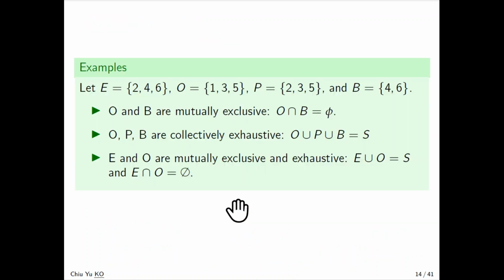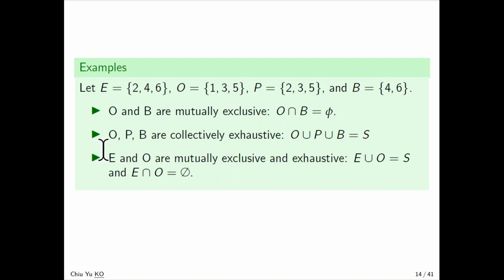Okay, so the example would be the following. So suppose E is even number 2, 4, 6, O is odd number 1, 3, 5, P is prime number 2, 3, 5, and B is big even number 4 and 6. So you can immediately see odd and the big even number will be mutually exclusive because there's no common element here. All right, 1, 3, 5 and 4, 6 have no element in common.